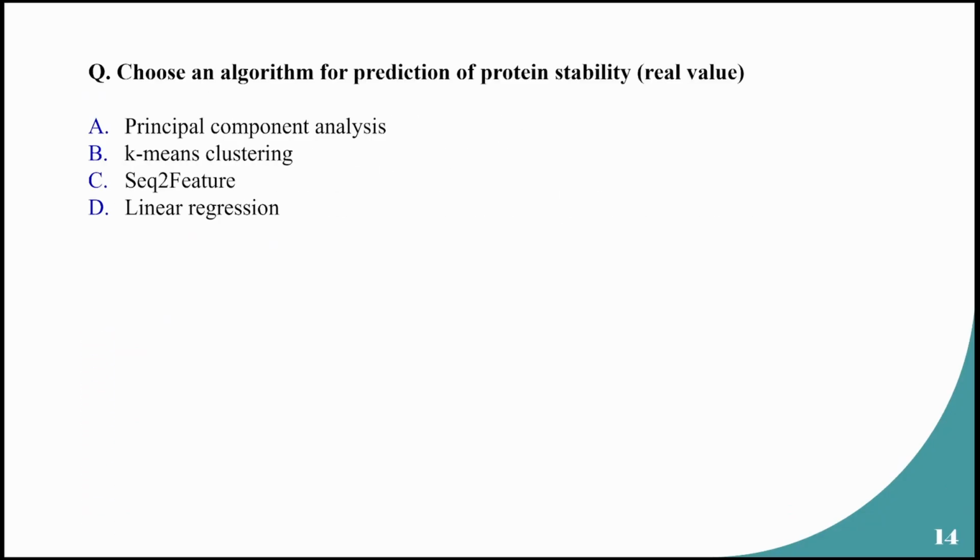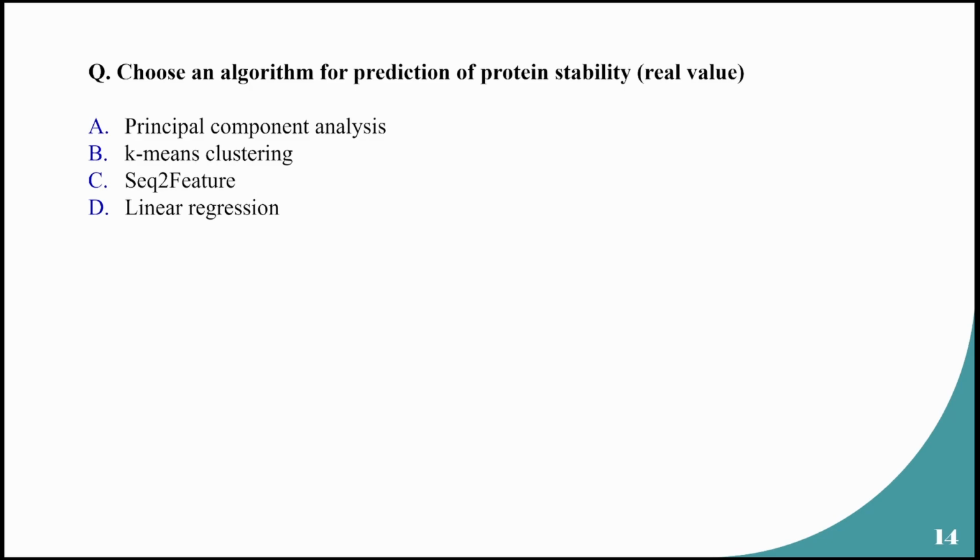And yes, in this particular question, the next one, we again have some talk related to algorithms, right? If you have an algorithm that is trying to assess protein stability, the question is asking what type of algorithm would be ideal if you want to develop it for this kind of analysis where you predict protein stability, a delta delta G value, let's say. You have four options: one would be principal component analysis, one would be k-means clustering, one would be sequence to feature, and another would be linear regression.